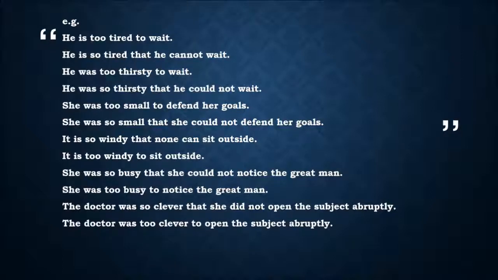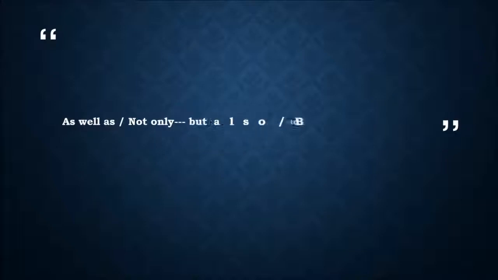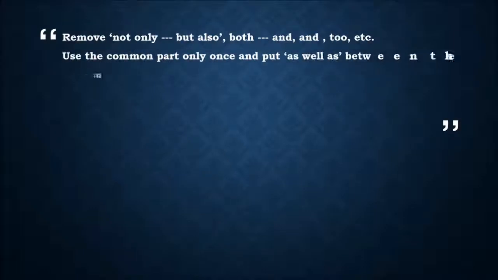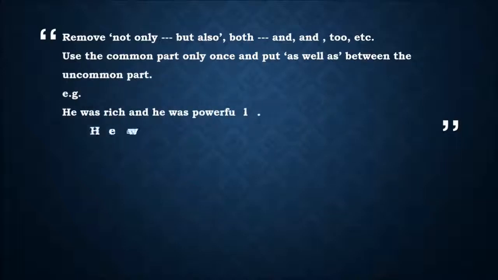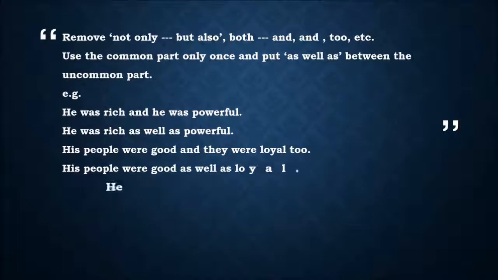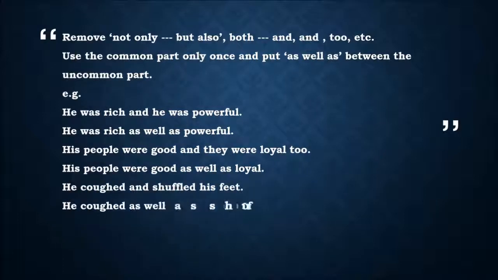As well as / not only but also / both and: use as well as. A. Remove not only but also, both and, to, etc. B. Use the common part only once and put as well as between the uncommon parts. E.g. 1. He was rich and he was powerful. He was rich as well as powerful. 2. His people were good and they were loyal too. His people were good as well as loyal. 3. He coughed and shuffled his feet. He coughed as well as shuffled his feet.